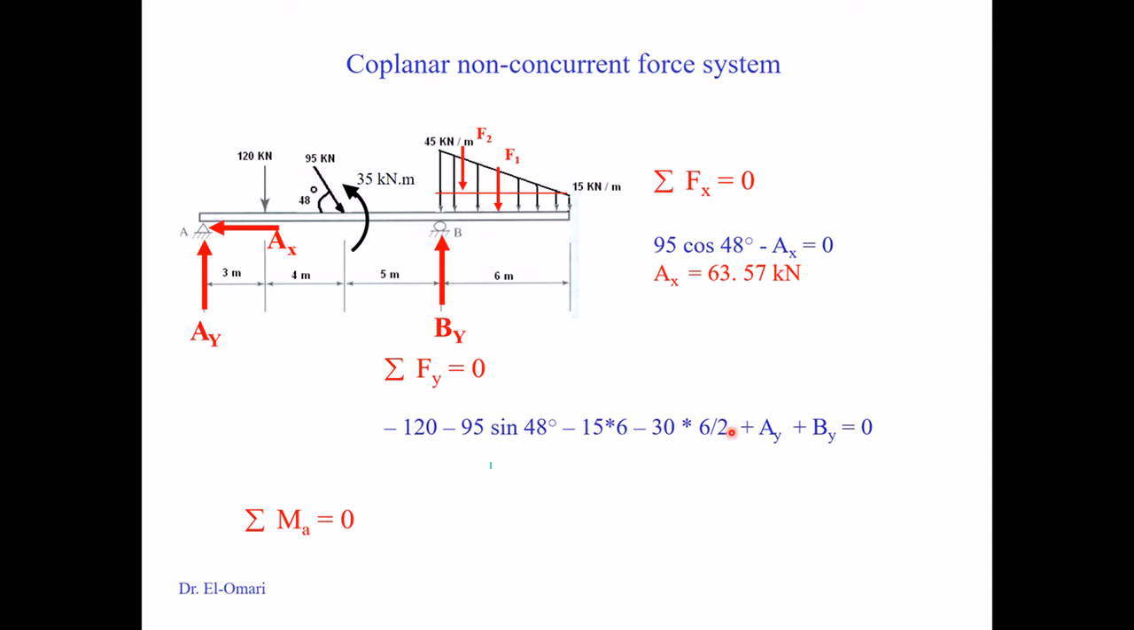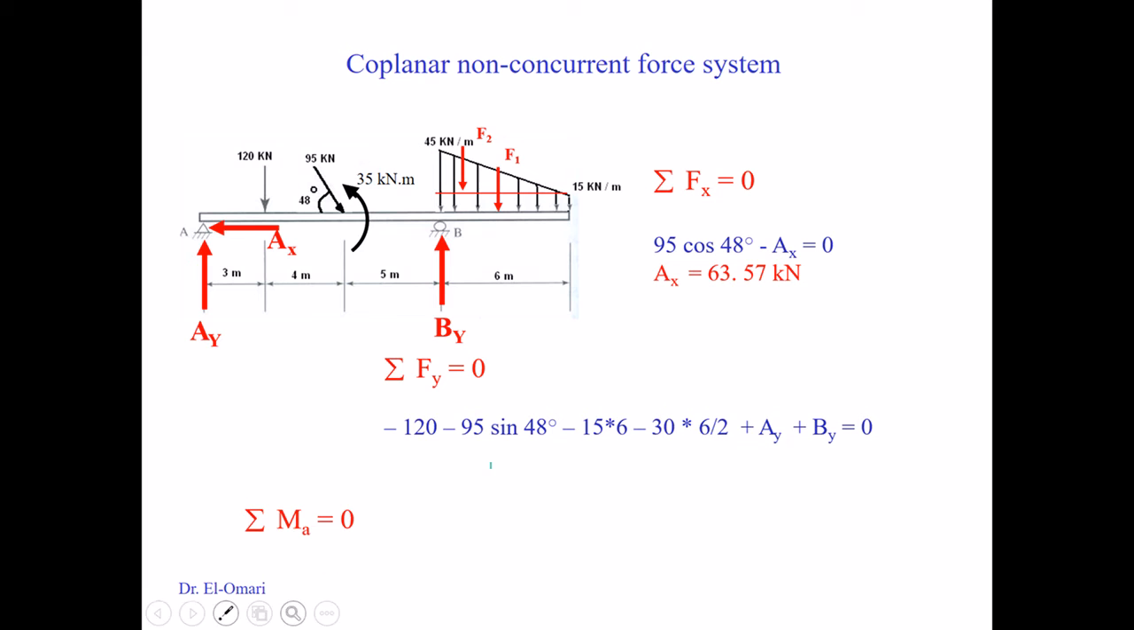So you have the 30 as the height, which is the 45 minus 15, because we're taking just this triangle, and then multiply it by the base, the 6, and then half of that for the area of the triangle. This is acting downwards, so it's negative. And then you have the Ay and the By that are positive. Now this equation cannot be solved because you have two unknowns.